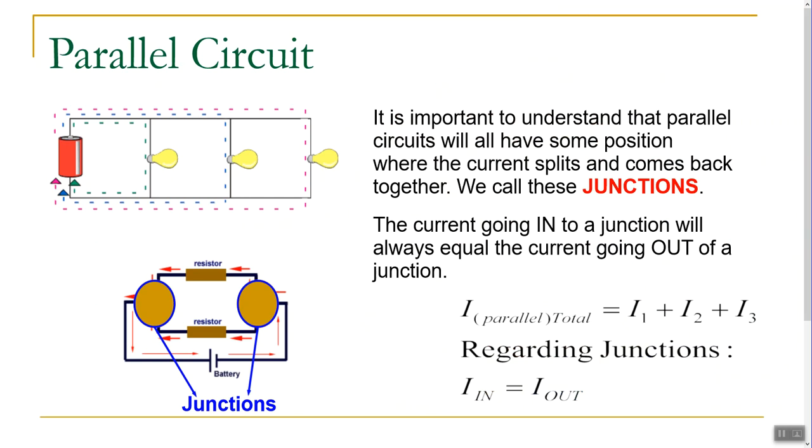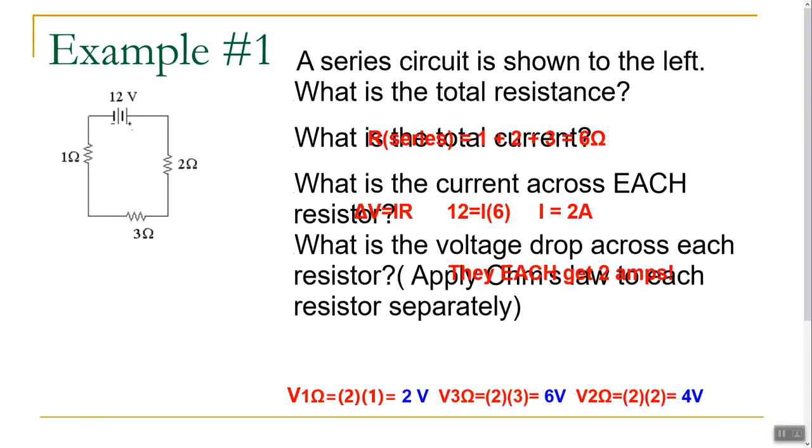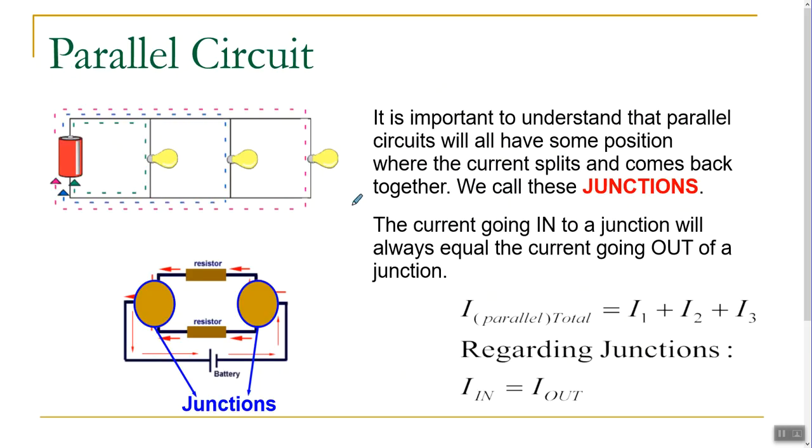What does it look like in parallel? Well, if we notice here, you can see that your current has three different directions to go. So that means your current is no longer constant throughout the system. Now it breaks up at what we call junctions. The circuits split up and come back together, and so your current splits up into three different paths and then comes back together. There we go. So current is now additive in parallel circuits.